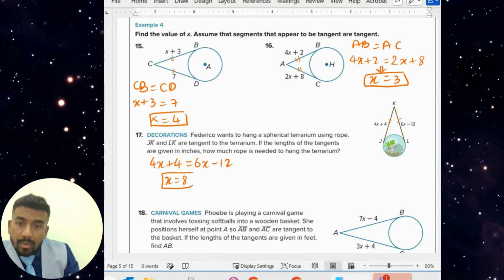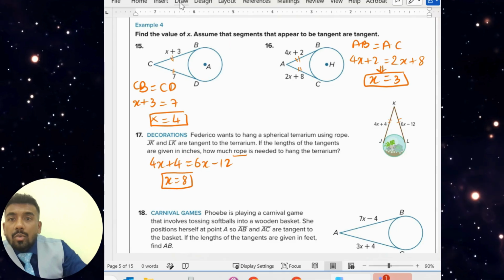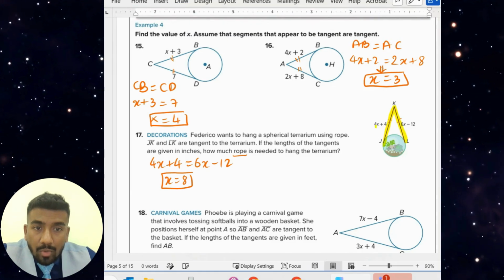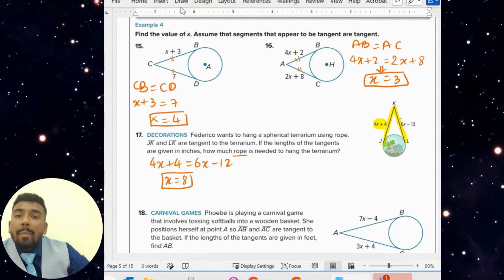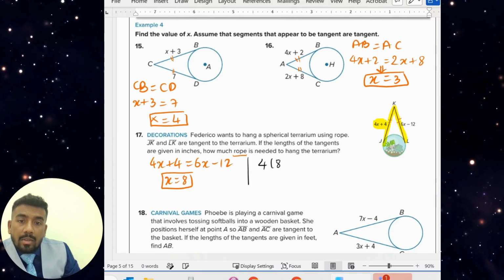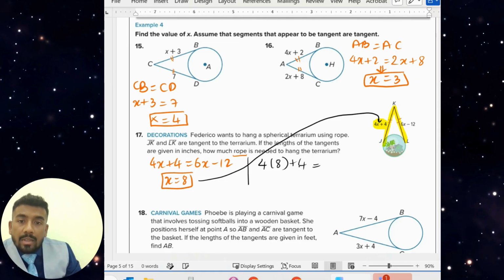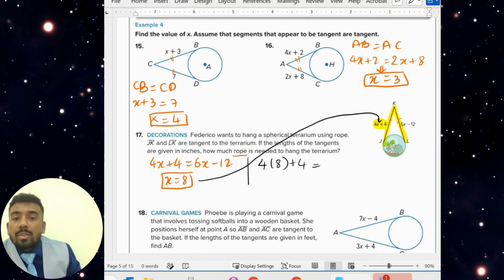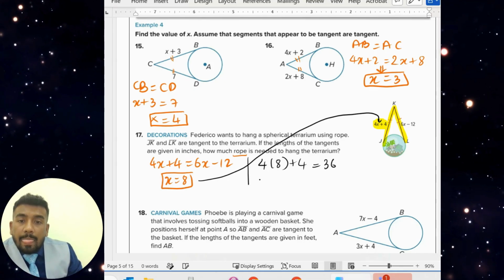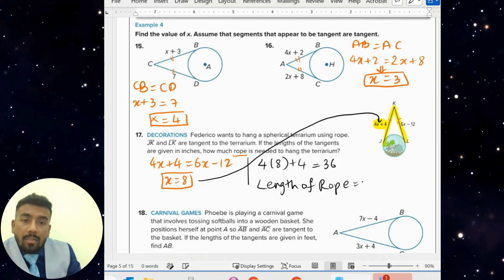But what do we need? We don't need x. We need the rope. How much rope is needed? So this orange one is the rope. So we need the total length of this rope. So what will you do? Just find one length and then double it. Okay. So put x equals 8 over here. 4 times 8 plus 4. That's 32. Plus 4, 36. So the total length of rope will be double of it. What's double of 36?